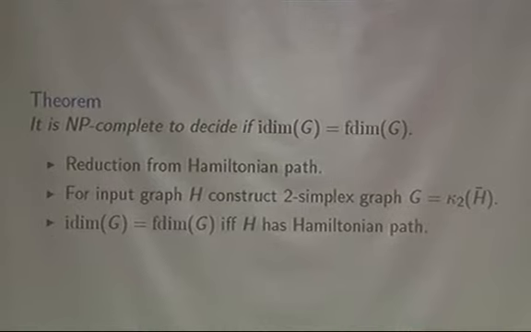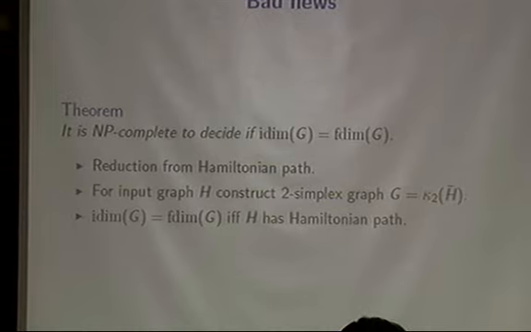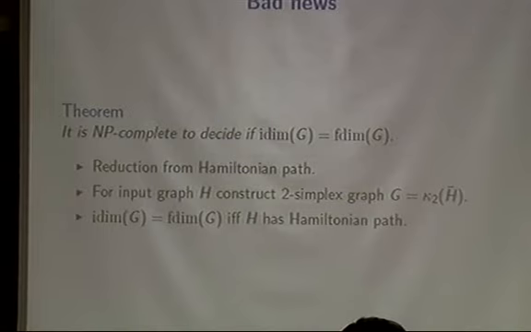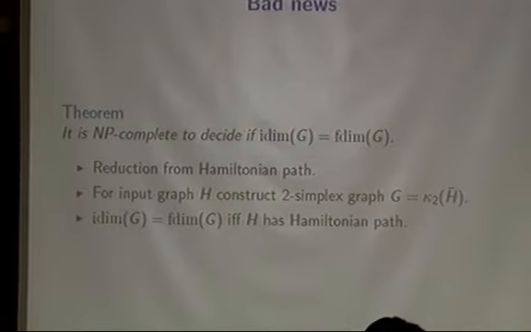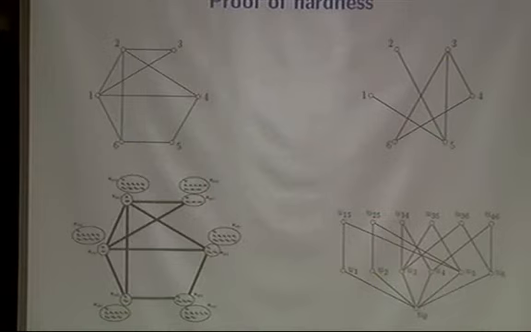Okay, bad news. It is NP-complete to decide if the isometric dimension is equal to the Fibonacci dimension. So I will give you a proof also, but the idea is the following. As I was saying, that problem resembles Hamiltonian path a lot, and actually you can reduce from Hamiltonian path if you use the appropriate graph. So for a given input graph H, you construct the two-simplex graph, which I will describe now. And now it holds that the isometric dimension of this two-simplex graph is equal to the Fibonacci dimension if and only if the original graph had a Hamiltonian path. That shows NP-hardness. So this is the proof.